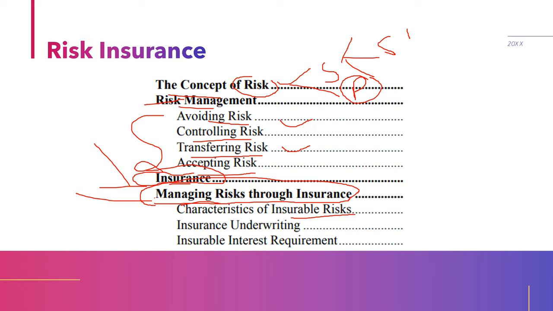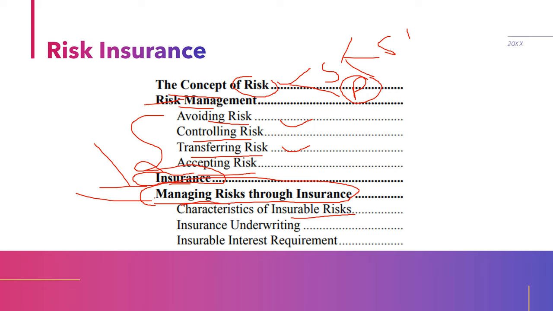And the loss rate must be predictable. So how can we predict the loss? For example, the law of large numbers. Loss must not be catastrophic to the insurer. Earlier, insurance companies suffered huge losses due to catastrophic losses. But now they avoid some insurance in geographical areas where catastrophes are coming, or they do reinsurance.